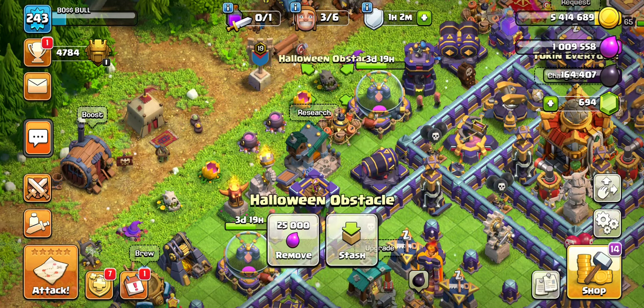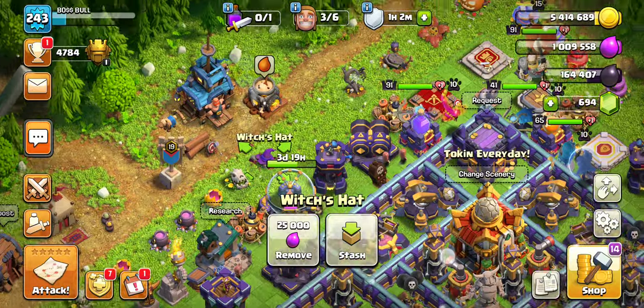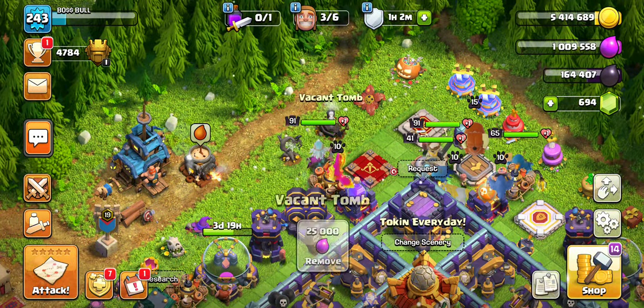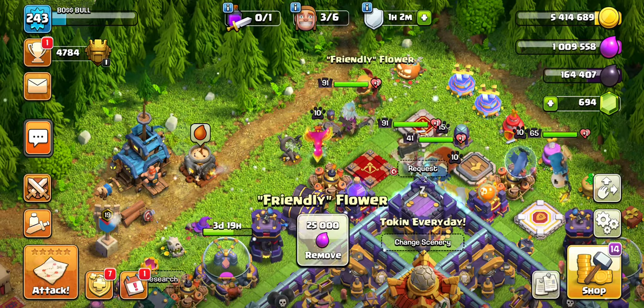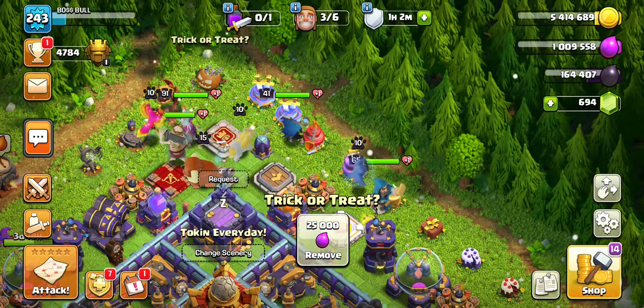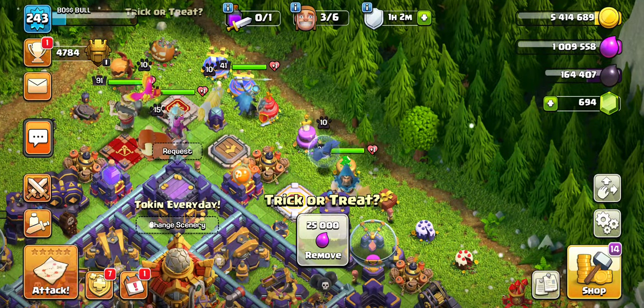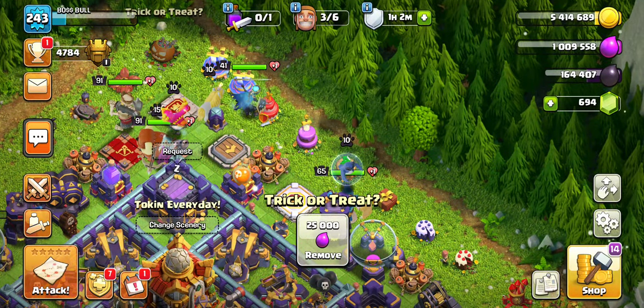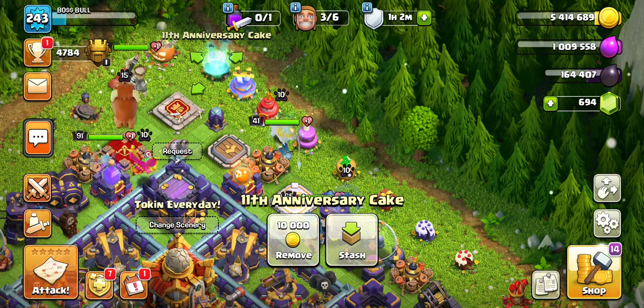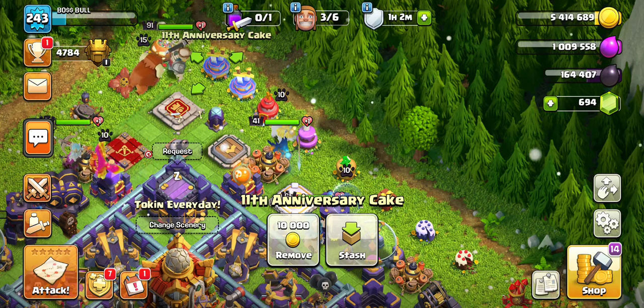Flower. These again are not movable. These are the annual cakes. That one is movable.